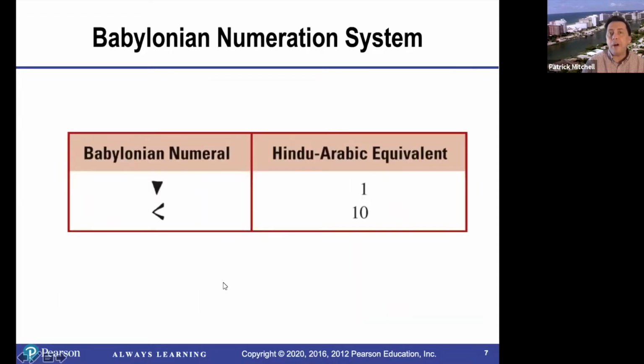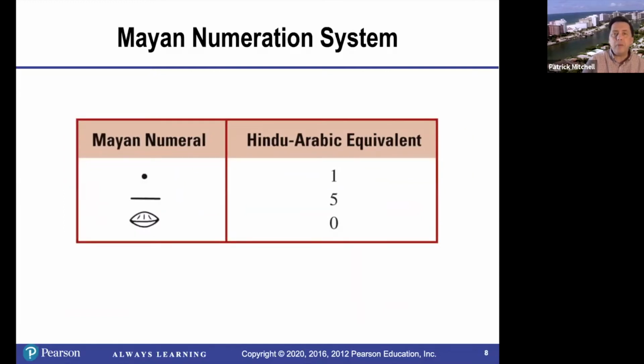Next, we have the Babylonian numeration system. It only used 2 different numerals to represent 1 and 10. The Mayan numeration system was kind of what we call a base 5 system. Notice that the Mayans had a numeral for 0, and that's something that a lot of other, earlier civilizations didn't have. And they also had symbols for 1 and 5.